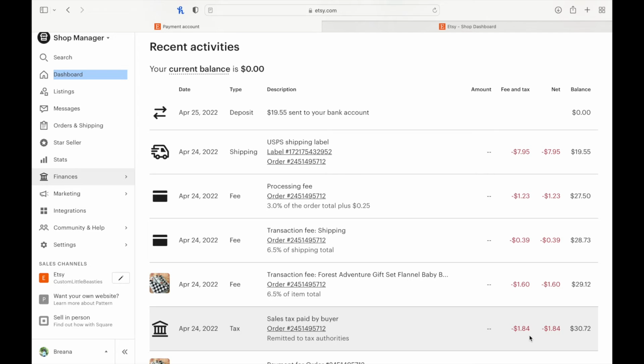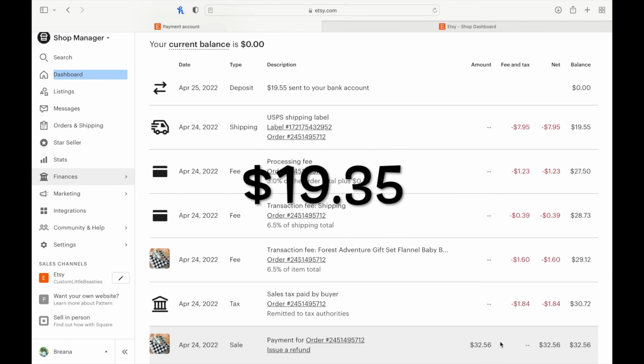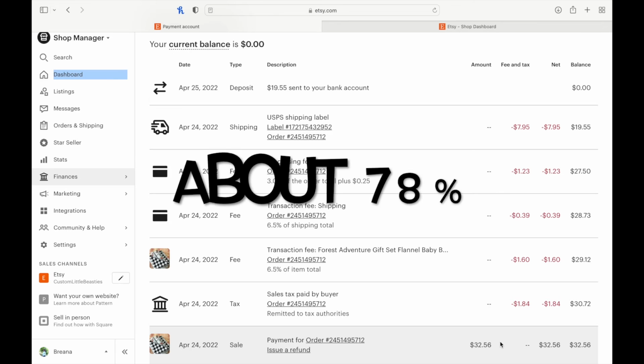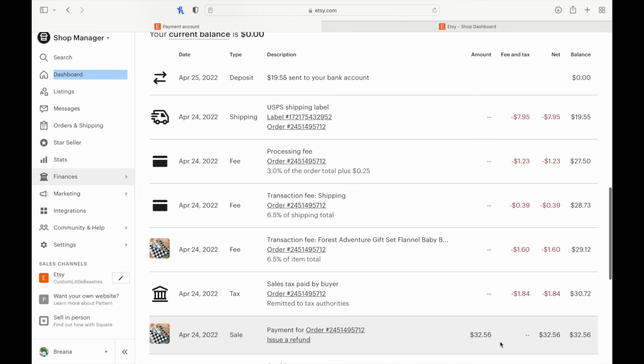I also have to take into account that I did pay 20 cents for this listing, so that's another fee that is tacked on. And at the time of someone purchasing a listing, if you have more than one of that item, they are going to charge you another 20 cents to keep having the listing active. So with the 20 cents in mind, that means that my overall profit was $19.35. This is before I take into account how much I spent on materials. And that also means that I make about 78% of whatever the listing price is on my Etsy shop.